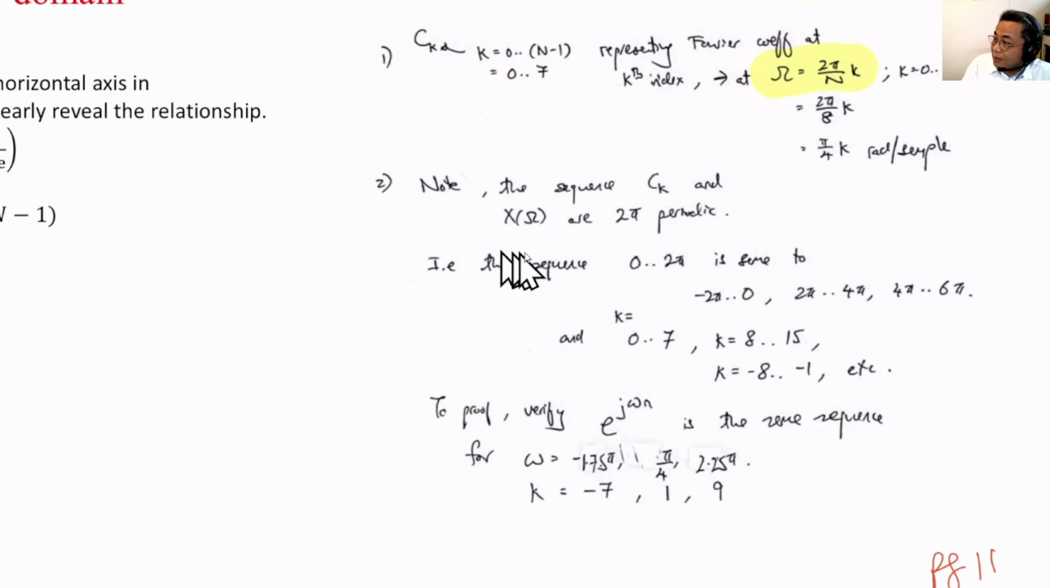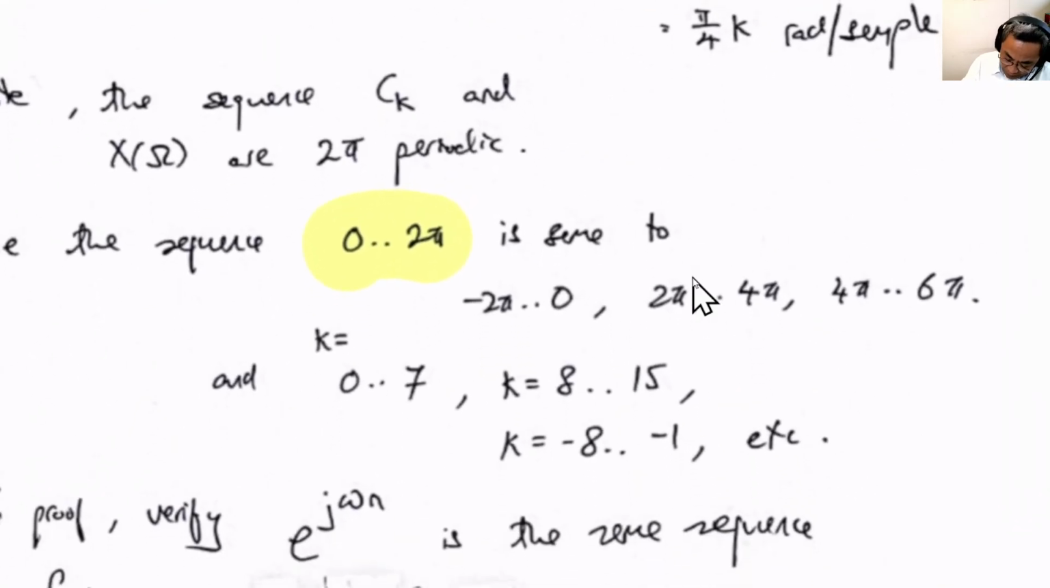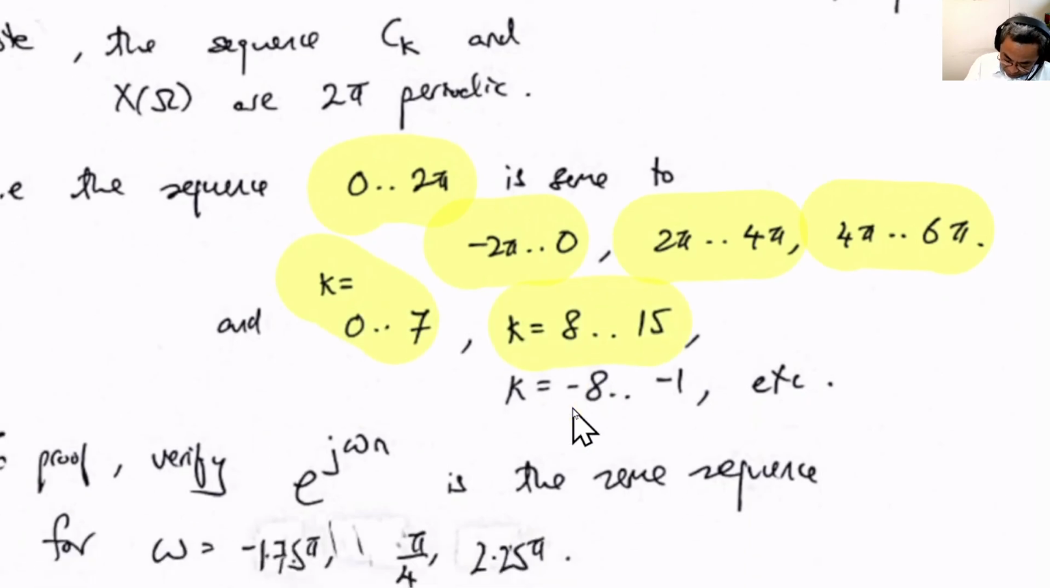Now, I explained that the c_k's and X of omega are 2 pi periodic. Why is this so? Why am I only interested in 0 to 2 pi? What happened to 2 pi to 4 pi, 4 pi to 6 pi, or minus 2 pi to 0? Well, let k be 0 to 7. What happened to k equals 8 to 15?